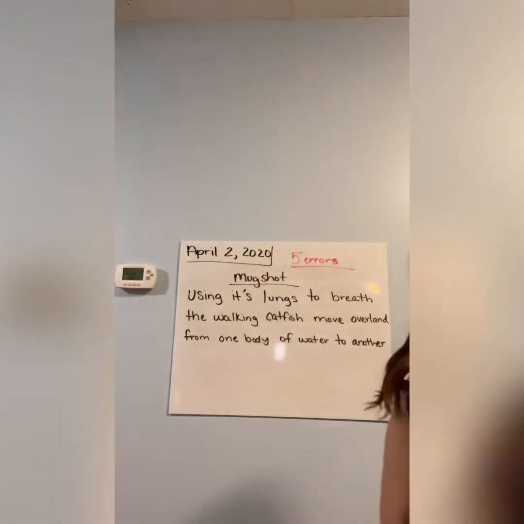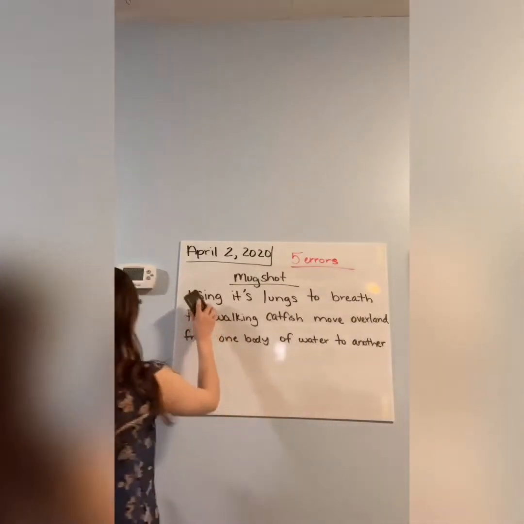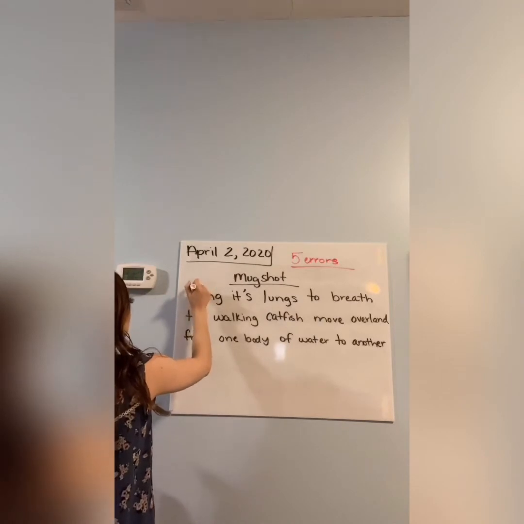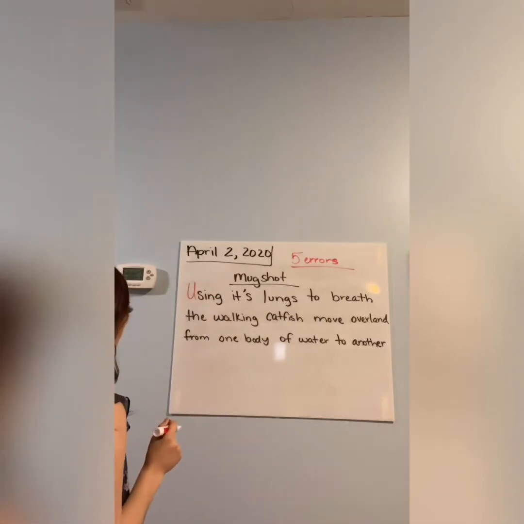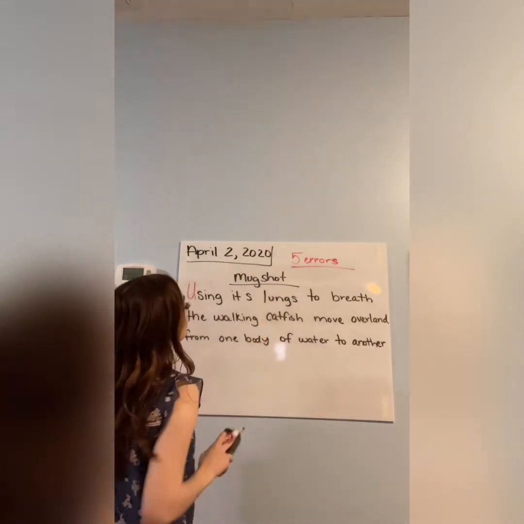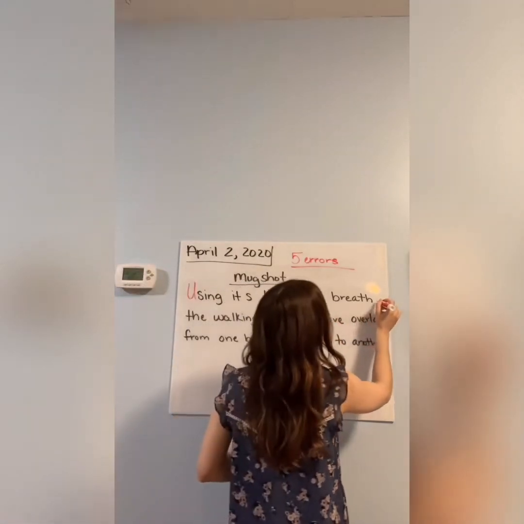Okay, so since you did that, I'm going to go over with my red marker and make the corrections for you. So the first correction I need to make is it needs to be a capital U instead of a lowercase because it's the beginning of a sentence. There should be no comma here. Breathe, the walking. There needs to be a comma after breathe.